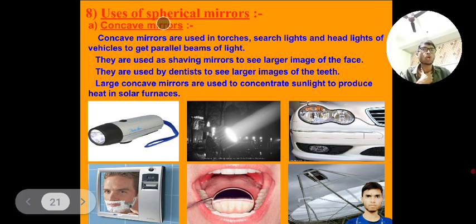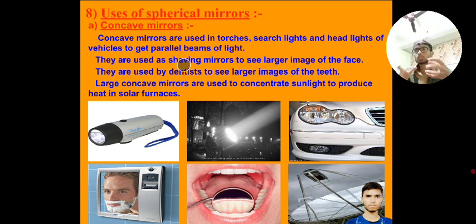Now, uses of spherical mirrors. Concave mirror, remember, is used to see anything very thin, to see tiny materials in a large view. That's why concave mirrors are used: to see a tiny object in a large view.